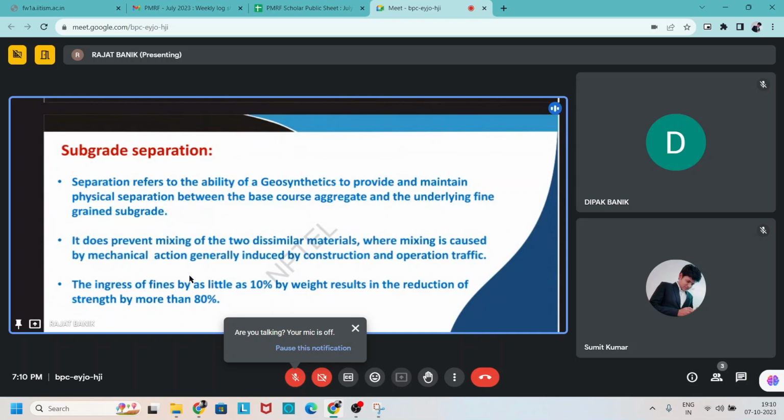Separation refers to the ability of geosynthetics to provide and maintain the physical separation between the base course aggregate and the underlying fine grain aggregate.